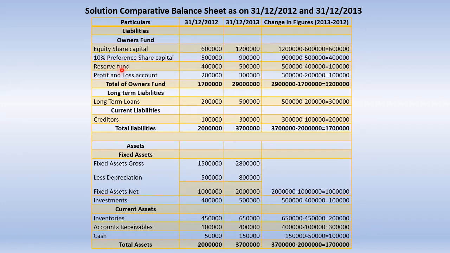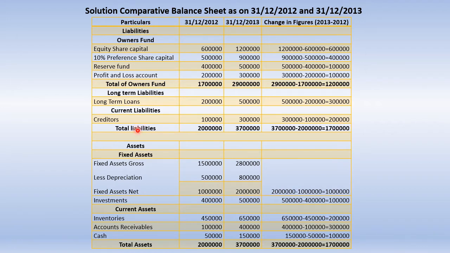Next we will move on to reserve fund. 5 lakh for 2013 and 4 lakh for 2012, so the change is 1 lakh rupees. Next, profit and loss: 3 lakh minus 2 lakh, I get again 1 lakh rupees. Total of owner's funds is 29 lakh minus 17 lakh, I get a value of 12 lakh rupees. Next is long-term liabilities. Under long-term liabilities I have long-term loans: 5 lakh minus 2 lakh, I get 3 lakh rupees. Next, creditors: 3 lakh minus 1 lakh, I get 2 lakh rupees.